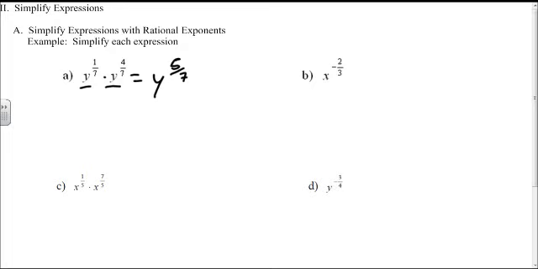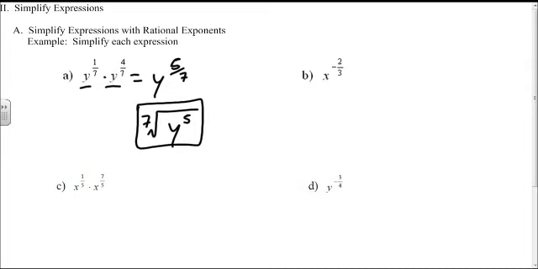Now from here, we don't want to leave it in our rational exponent form. We want to simplify it down. So from there we would say that it is actually the 7th root of y to the 5. Again, remembering back to our original properties.